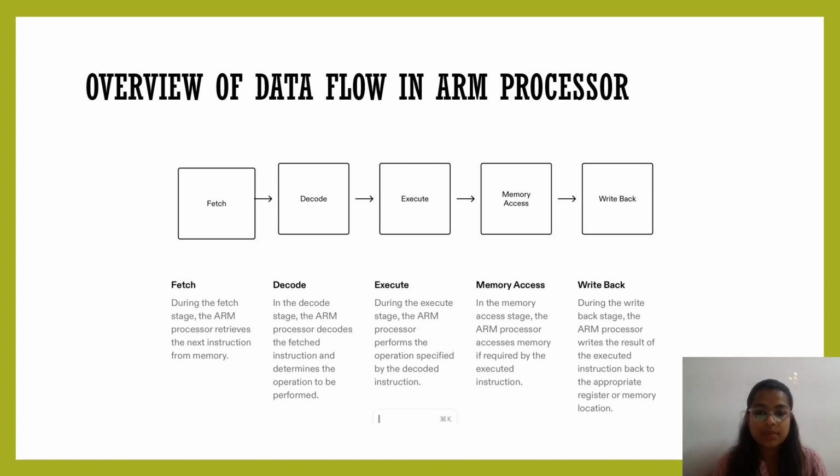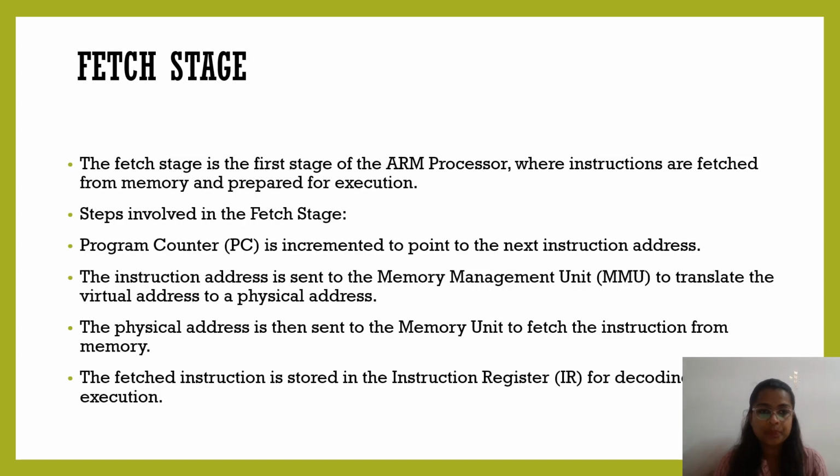Memory access. In the memory access stage, the ARM processor accesses memory if required by the executed instruction. Write back. During the write back stage, the ARM processor writes the result of the executed instruction back to the appropriate register or memory location.